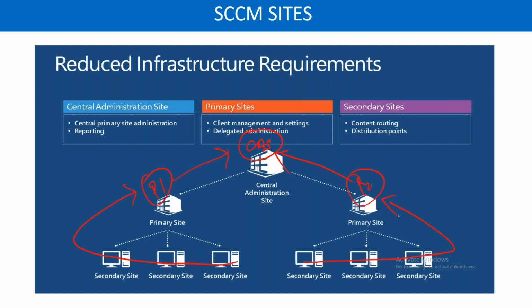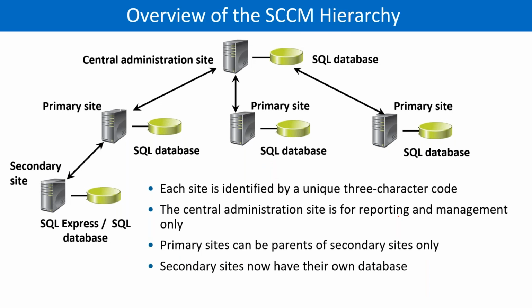Now every site has a database. Secondary has a database, primary has a database, central has a database, and database replication happens from downward to upward. Whatever data is collected by secondary will replicate with the primary database, and whatever data is collected by primary is going to replicate with central. That is how the database replication happens.